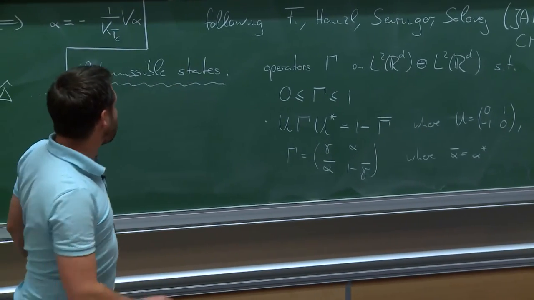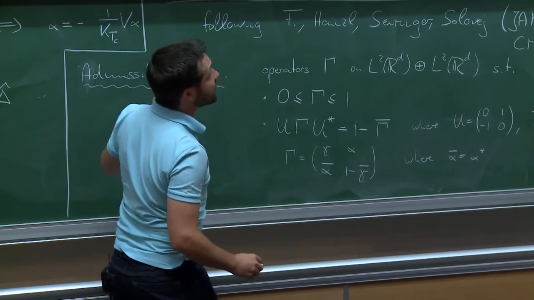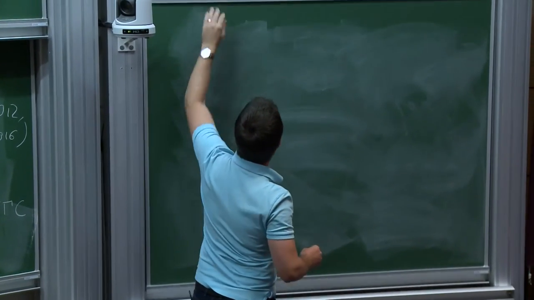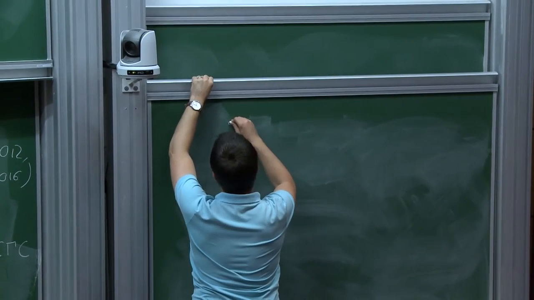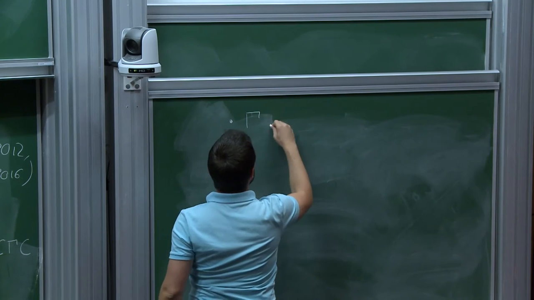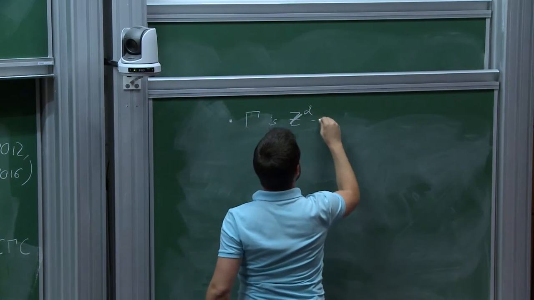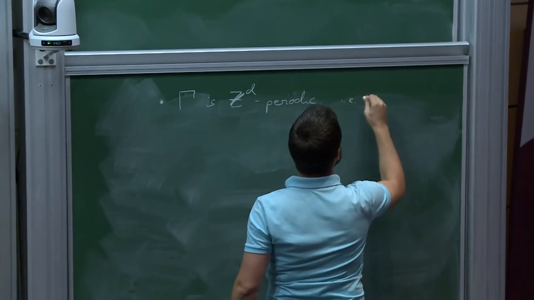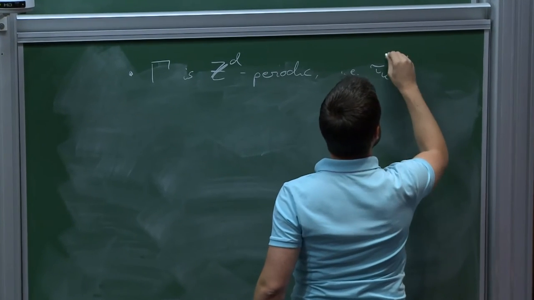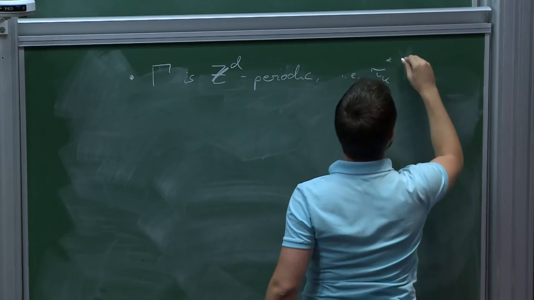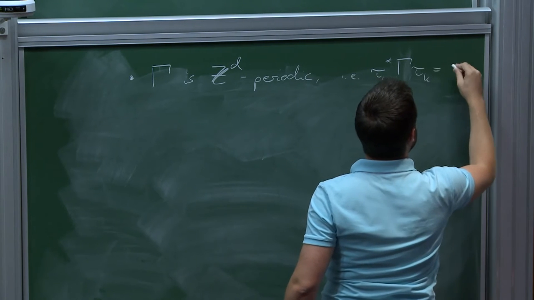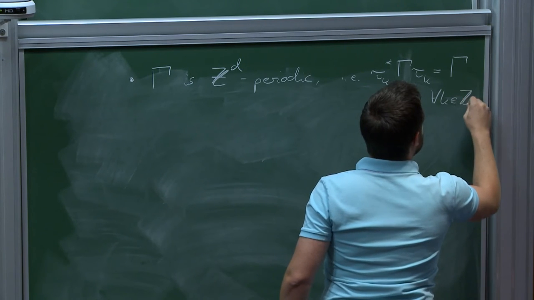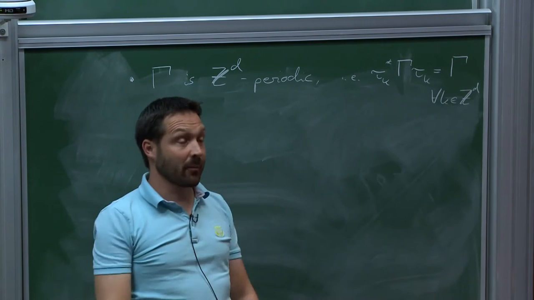So there are a couple more assumptions. The next assumption is, again, related to something we cannot do but would like to do. So we assume Gamma is Z^d periodic. Which means that if tau_k denotes translation, then Gamma commutes with these translations. What this really means in practice is that we cannot deal with the boundary.